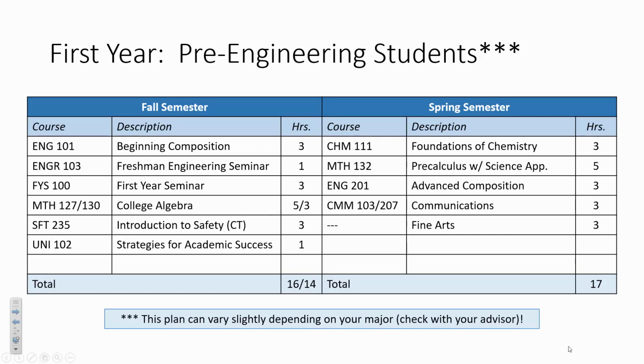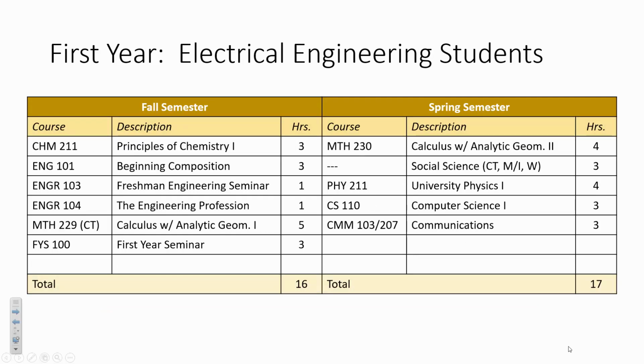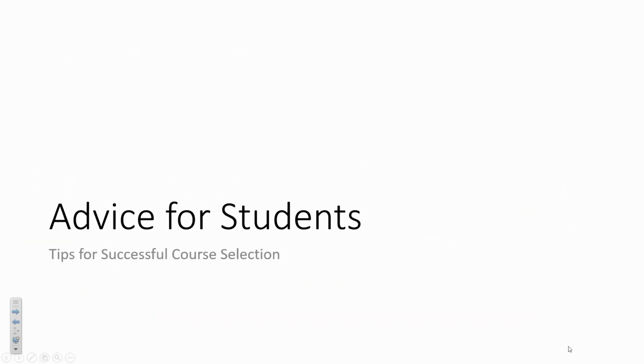Now, one thing I'll say with the pre-engineer students, the pre-engineering student plan can vary a little bit depending upon if you want to go into electrical or you want to go into biomedical or something like that. I would definitely meet with your advisor to make sure that you're on track, but that can change a little bit. But again, all these tables are on Blackboard, so you don't need to memorize all of this stuff. So far, so good? All right.